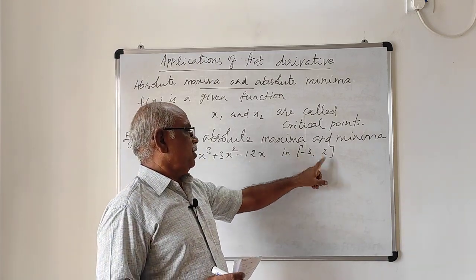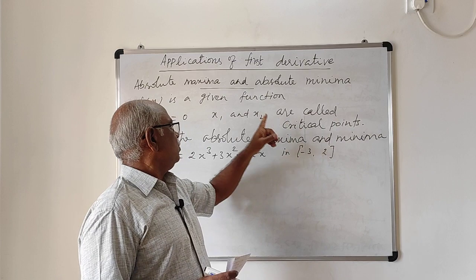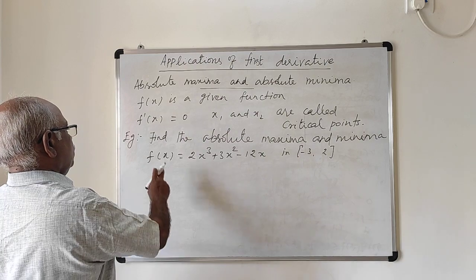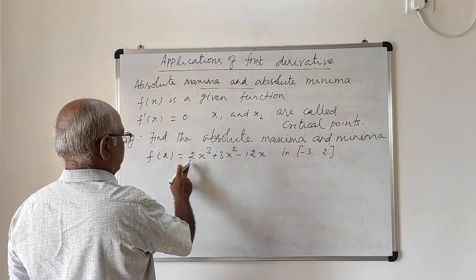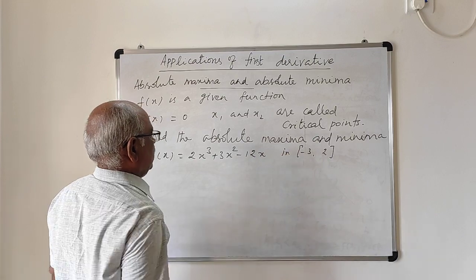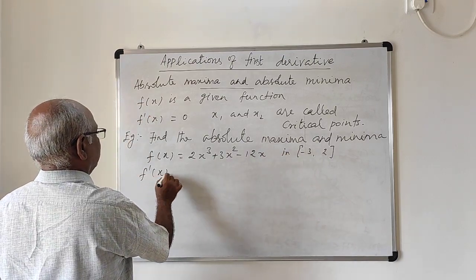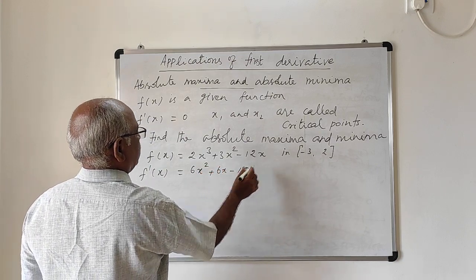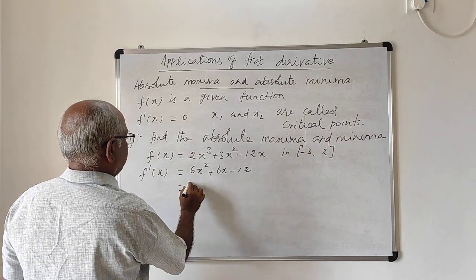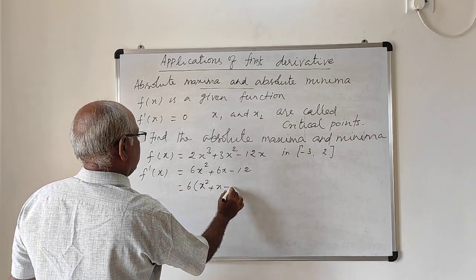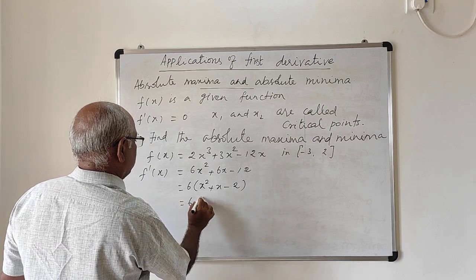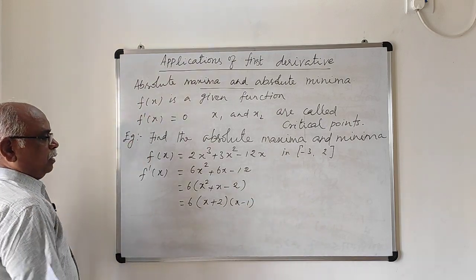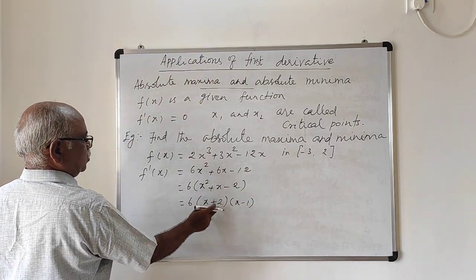These minus 3 and 2 are called stationary points. In between the interval, we have to find the critical points after equating the first derivative to 0. So what is f dash of x? 6x square plus 6x minus 12. After taking 6 as common, you will get x square plus x minus 2, which is 6 into x plus 2 into x minus 1. The factorization of x square plus x minus 2 is x plus 2 and x minus 1.